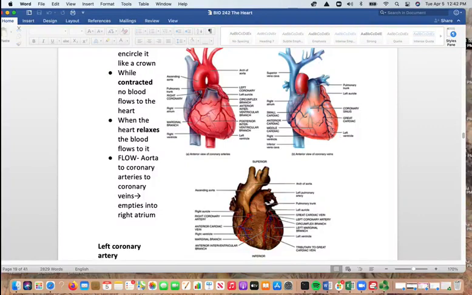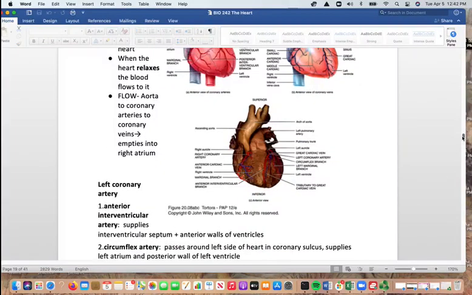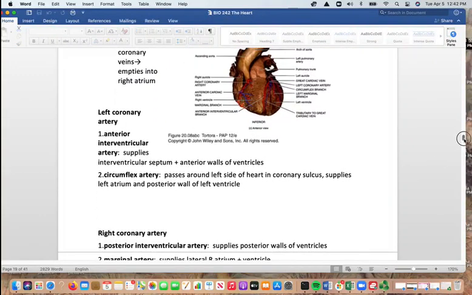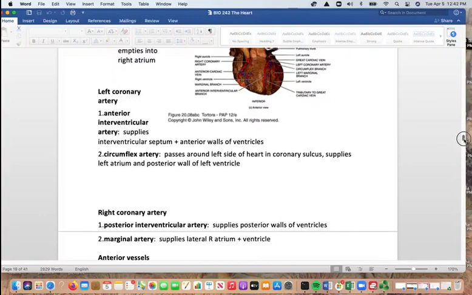So the blue is showing the veins, the red is showing the arteries. This is a preserved heart that's had dye injected into some of the vessels so that you can see the arteries and veins. So looking at those coronary arteries and veins, you have on the left side the left coronary artery that will branch and give you the anterior interventricular artery that's going to supply the interventricular septum and the anterior walls of the ventricles.